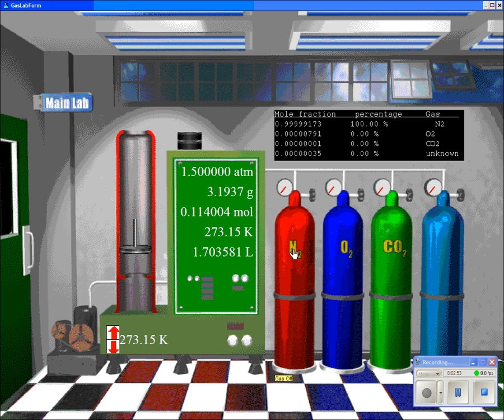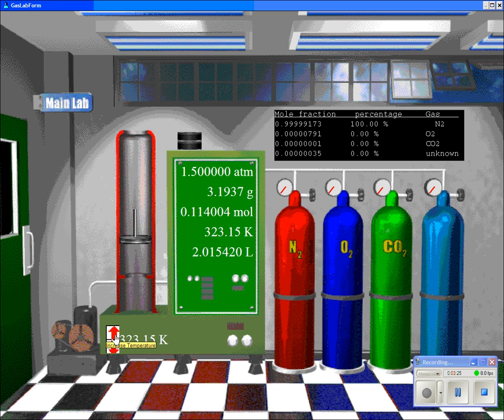Now for scenario 2, we want to increase our temperature. So we're going to go up to 323.15 Kelvin. So that's your new temperature reading. And once our volume stabilizes, we're going to record that. So at 323.15 Kelvin, our volume of gas is a little bit bigger. It's now 2.02 liters.